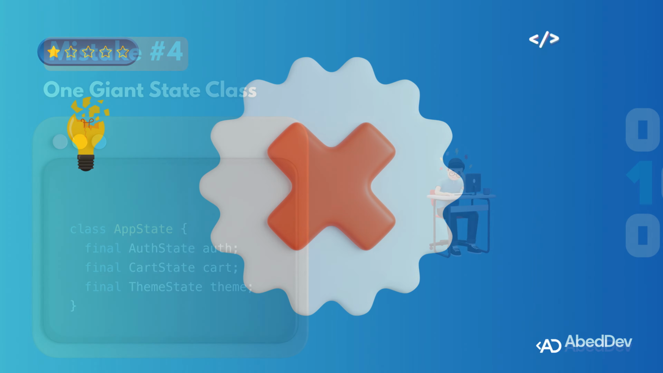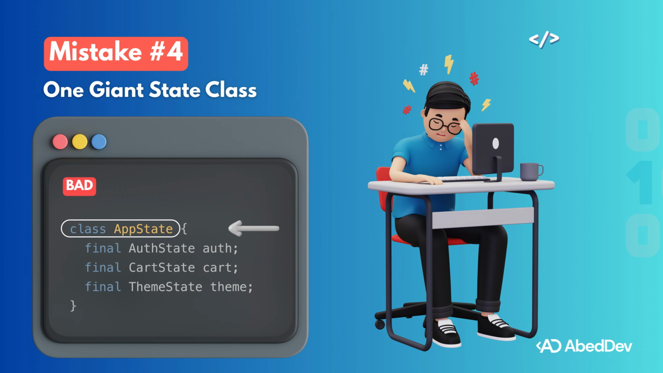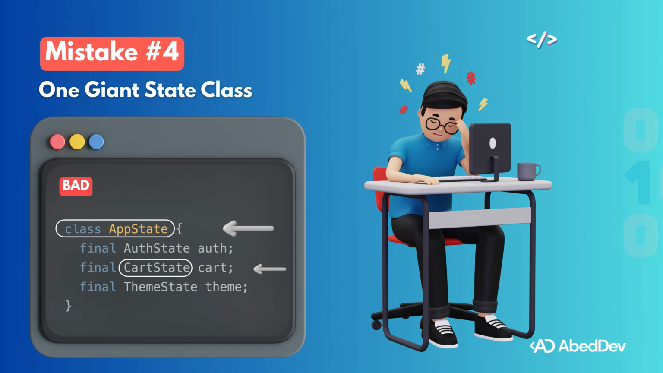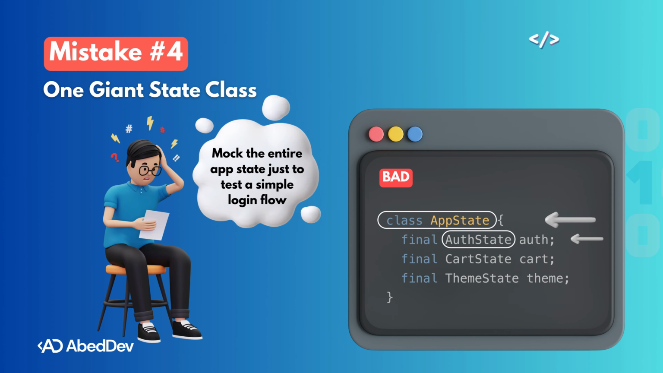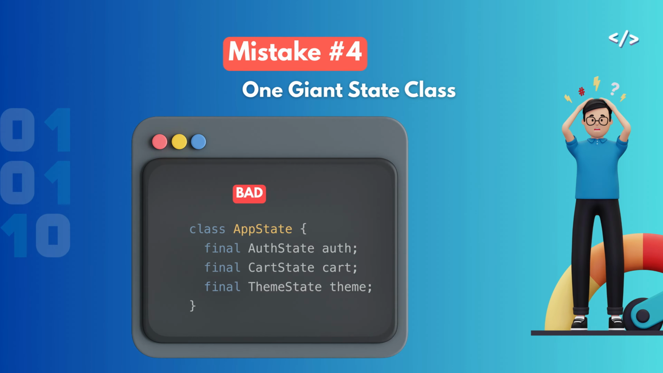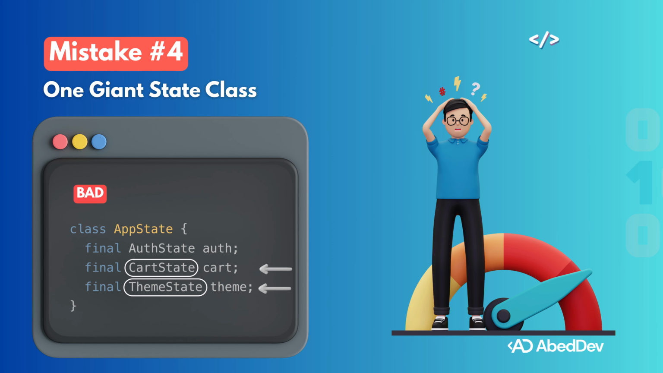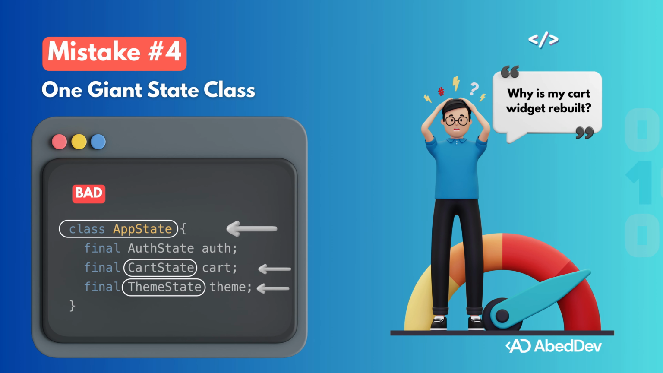Suddenly, your widget depends on AppState, even though it only cares about the card. You try to write a unit test for just the auth logic, but guess what? You have to mock the entire AppState just to test a simple login flow. You change the theme, the card widget rebuilds. Why? Because they all share the same state class.